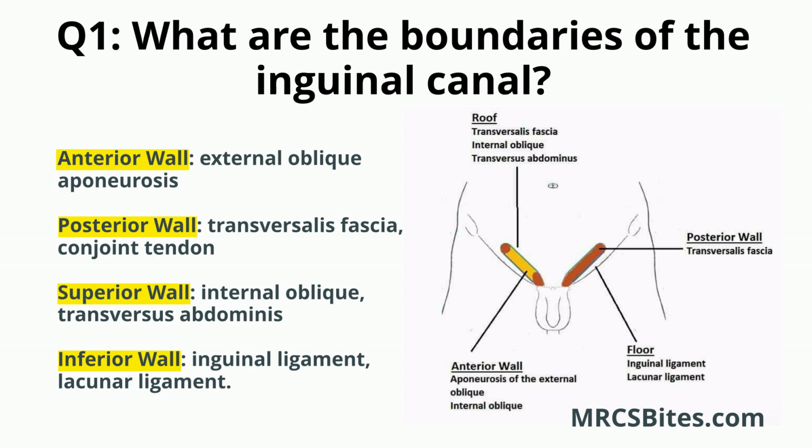Posterior wall, made up of the transversalis fascia, reinforced by the conjoint tendon. Superior wall, created by the arching fibers of the internal oblique and transversus abdominis muscles. Inferior wall, composed of the inguinal ligament and the lacunar ligament.